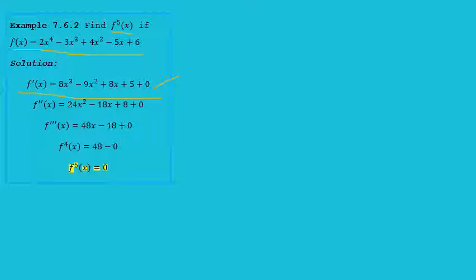Next is i-derive natin ulit. Para makuha nyo yung second derivative, i-derive nyo yung first derivative. So 8 times 3, 24, x squared na lang. So 9 times 2 is 18. So x na lang. So 8, derivative of 8x is 8. Derivative of 5 is 0. Okay, so eto yung second derivative niya.